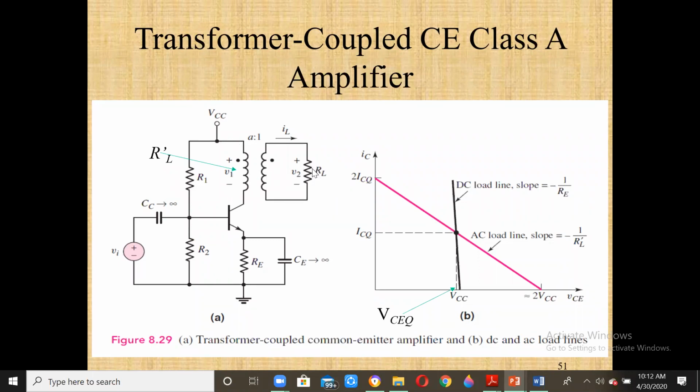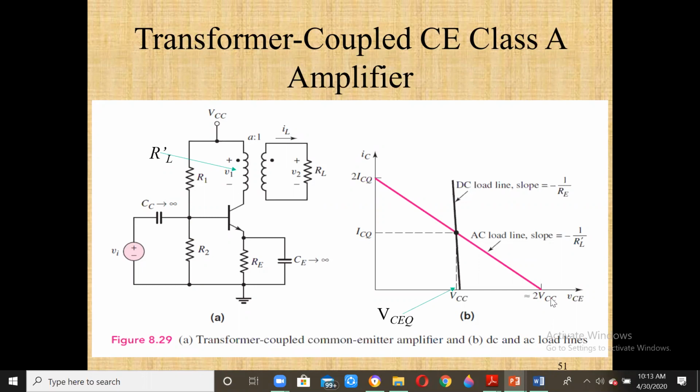So when RL is at the output side and the turns ratio is A:1, the resistance we'll see when we calculate it will correspond to A squared into RL. So that value of the resistance will be quite a large value, and hence we'll see that the AC load line will be this.